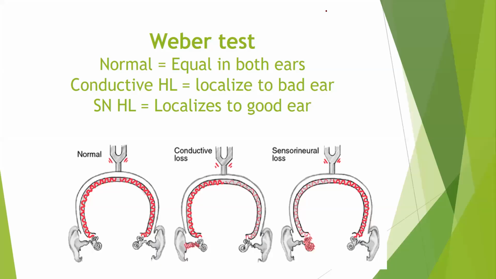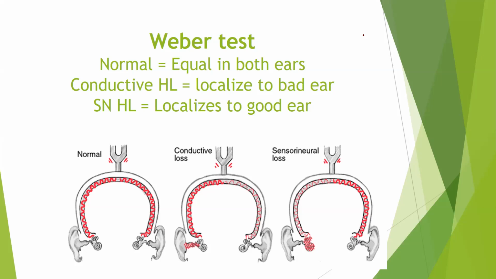The Weber test is another test that is utilized to assess for hearing loss. With the Weber test, when you strike the tuning fork and place it at the crown of the patient's head, the sound should be equal in both ears. It should, what they call, lateralize to both ears.